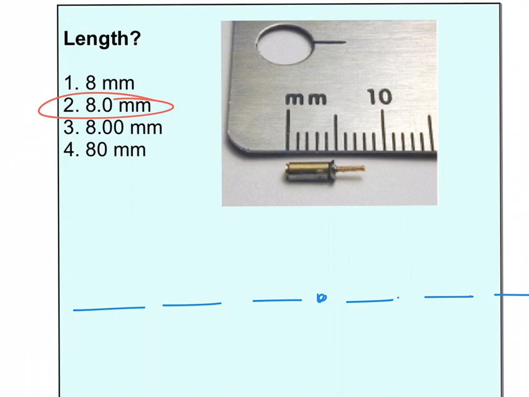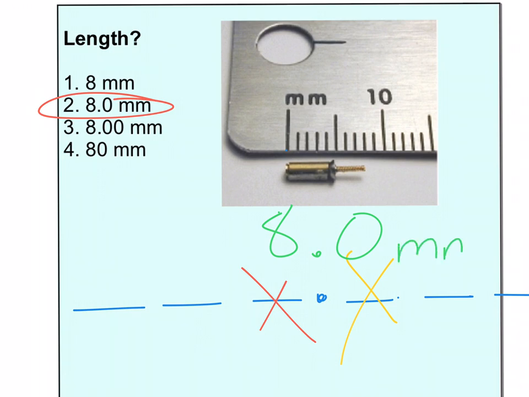If I'm going from 0 to 10, it looks like I'm counting by 1, 2, 3, 4, the ones. So I'm counting up by ones, which means my estimated digit will be in the tenths. When I take my measurement, it's at 8. And I think it's right on the money. I think it's right on the line. So I'm going to say 8.0 rather than 8.1 or something like that. I think it's right there. And then millimeters for my unit.